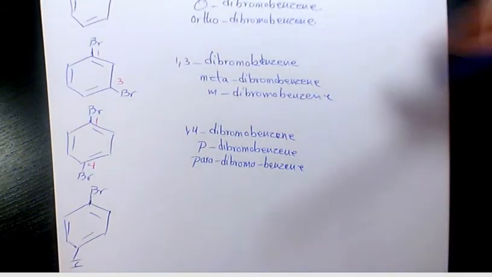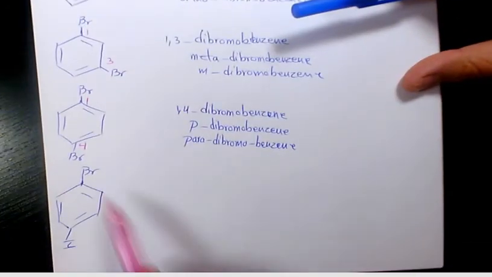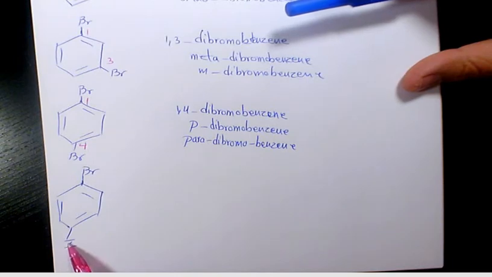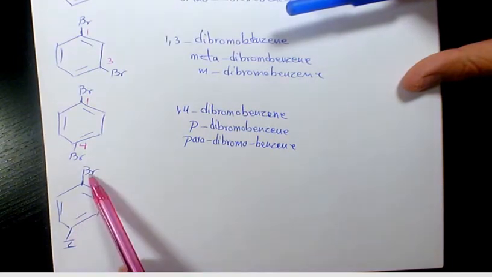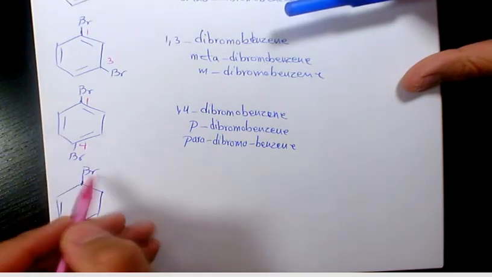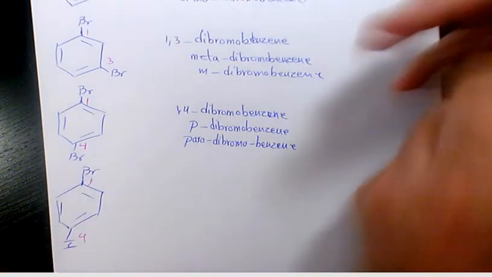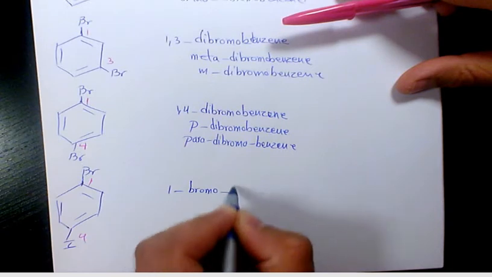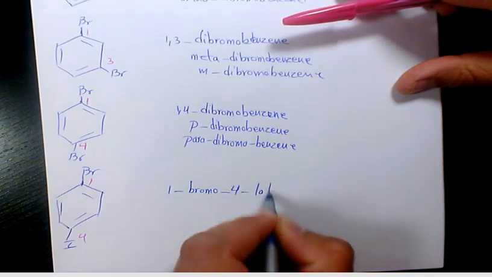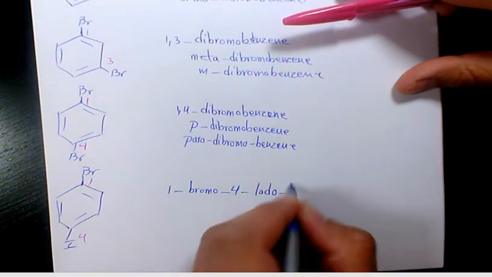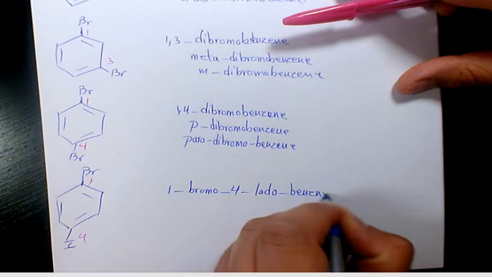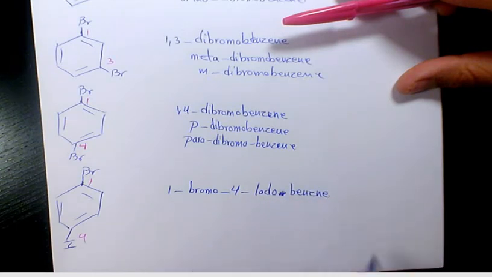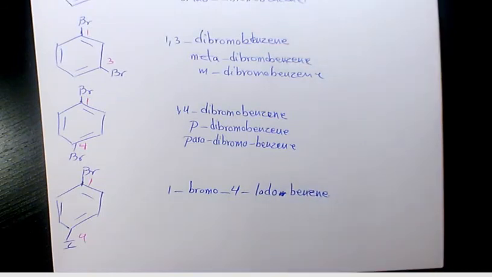Next one, we have 1 bromo and 1 iodo. Iodo starts with I, bromo starts with B. So this one comes first. It's going to be 1 and 4. So it's going to be 1 bromo, 4 iodo benzene. There is no dash here. 1 bromo, 4 iodo benzene is going to be the name of this organic compound.